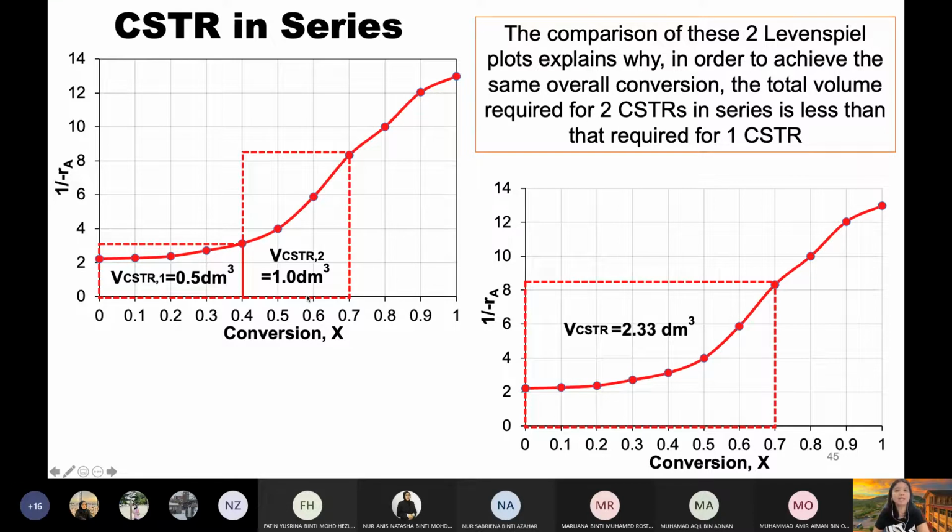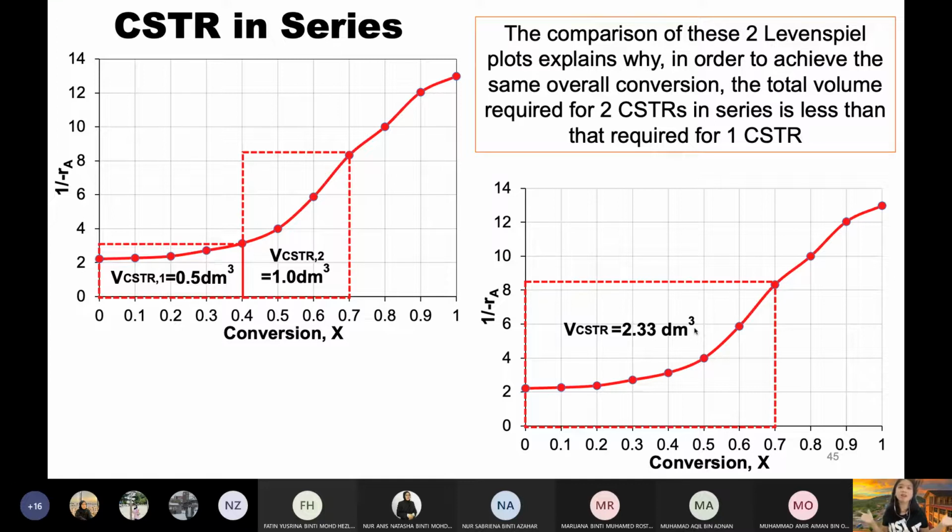So kalau kamu perasan, technically, if the reactor in series, if I total the volume, is just 0.5 plus 1, 1.5. Kamu perasan, kalau saya guna dua reaktor berseries, jumlah total volume dia hanya 1.5 dm³. In comparison, kalau saya guna one single CSTR untuk mencapai conversion yang sama, volume dia adalah 2.33. If you realize, both achieve the same overall conversion. Just that one I use single CSTR, another one I use two CSTR in series. But the total volume is not equal.